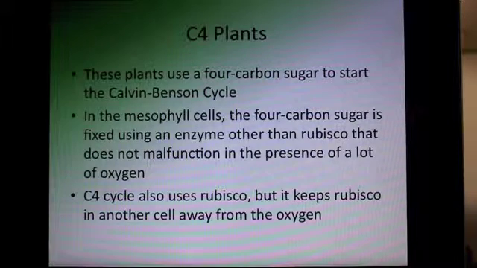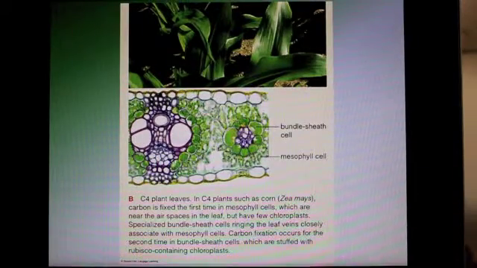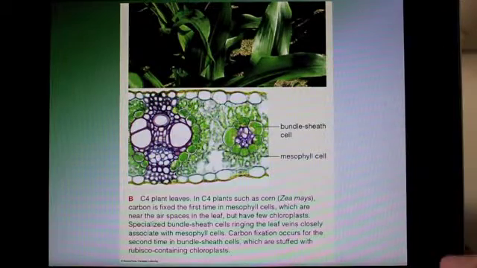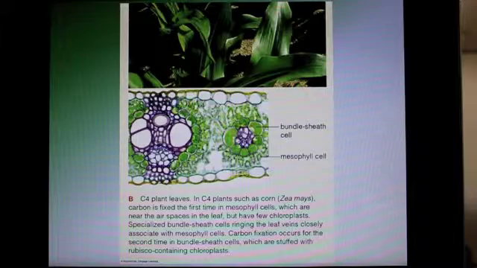In the mesophyll cells, so in part of the leaf, the 4-carbon sugar is fixed using an enzyme other than rubisco that does not malfunction in the presence of a lot of oxygen. The C4 cycle also uses rubisco, but it keeps the rubisco in another cell away from the oxygen. So it's like it keeps it in another room. So an example of a C4 plant is corn. You can grow corn in drier areas, but not too dry. You wouldn't see corn in a desert.